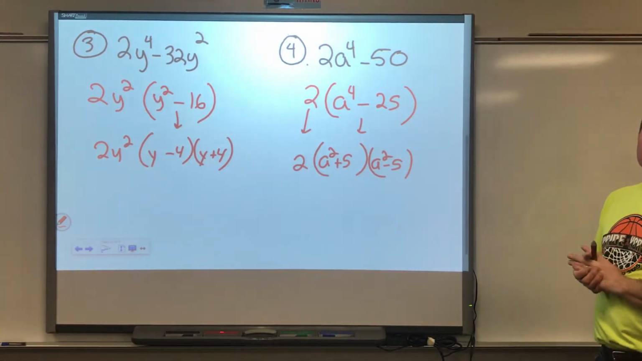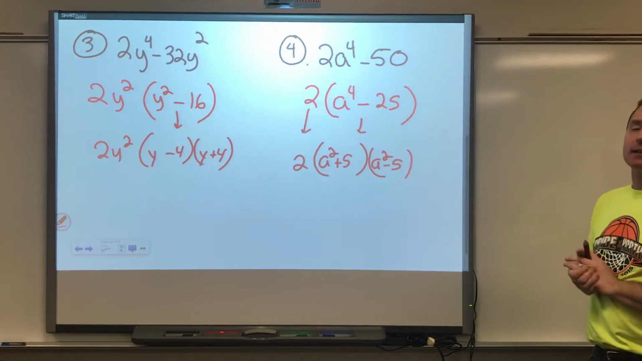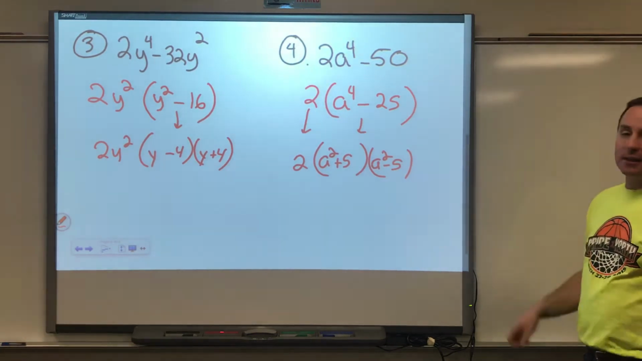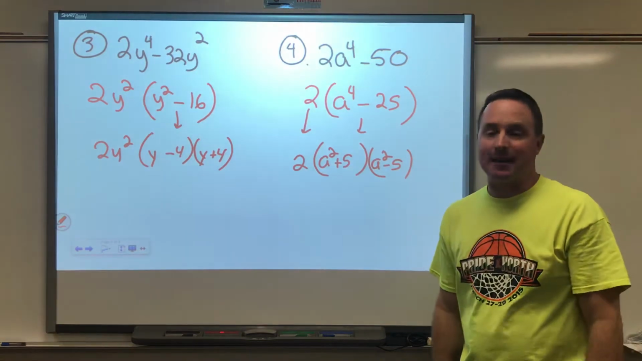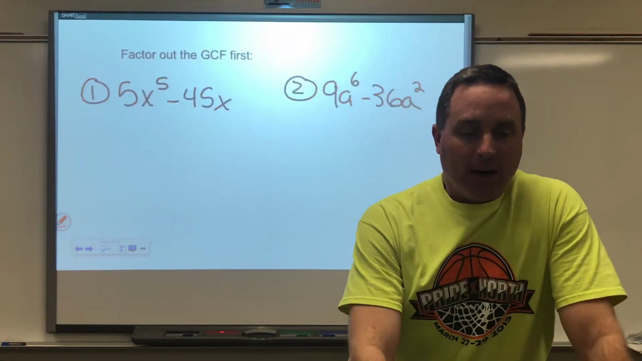So look to take out the greatest common factor. It makes the number smaller. And then it's perfect squares. That's the name of the game today.